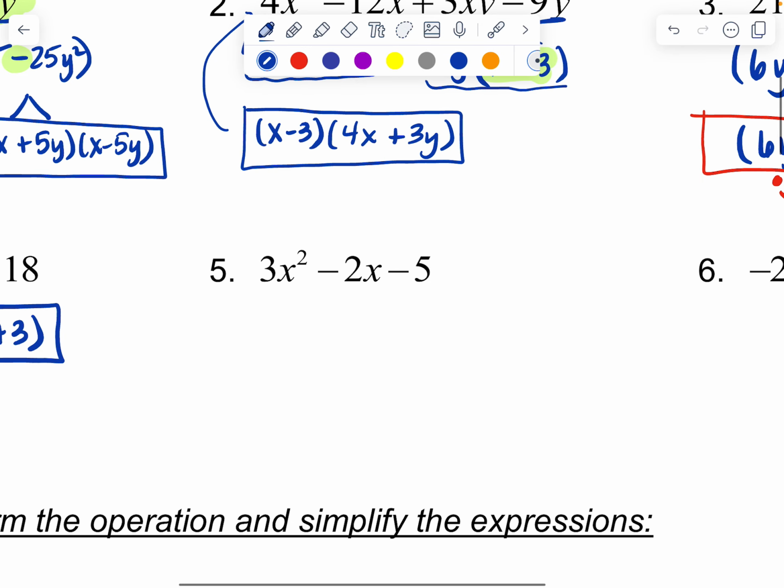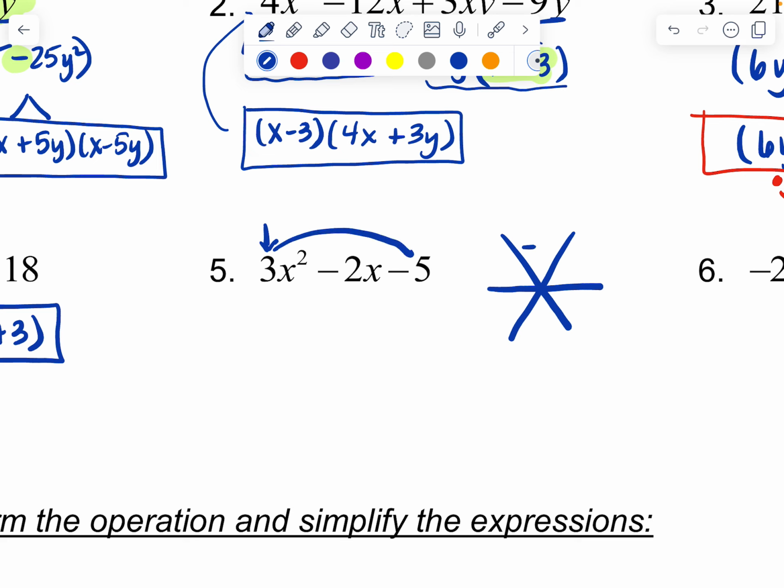All right, number 5. 3 terms with a leading coefficient that's something besides 1. This is going to be big star. Let's do it over here. So I need 2 numbers that multiply to give me 3 times negative 5, which is negative 15, and add to give me this middle term, which is negative 2. So that would be negative 5 and 3. Then I'm going to divide by that leading coefficient, divide by 3, divide by 3.